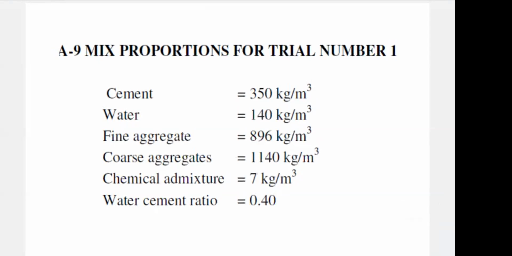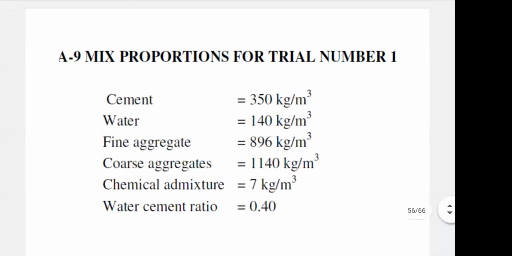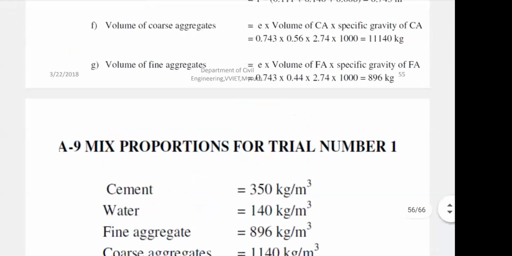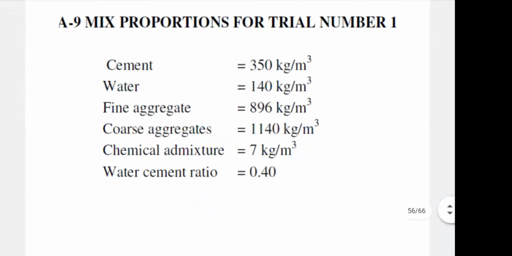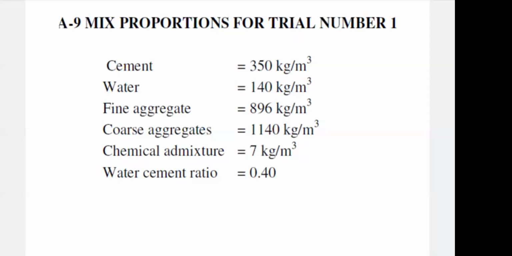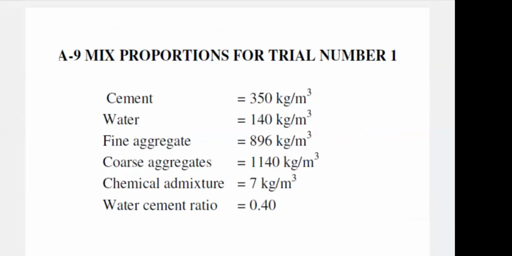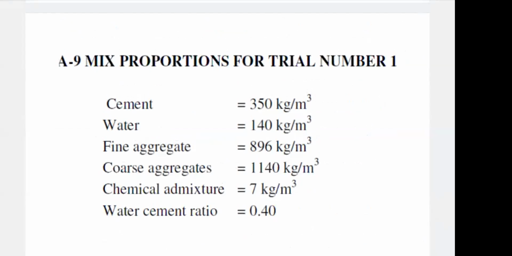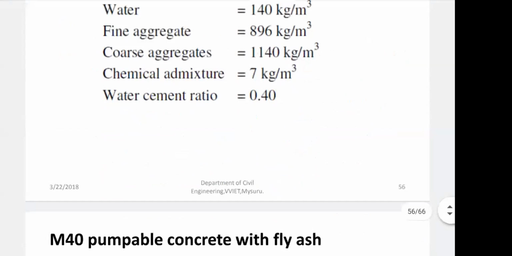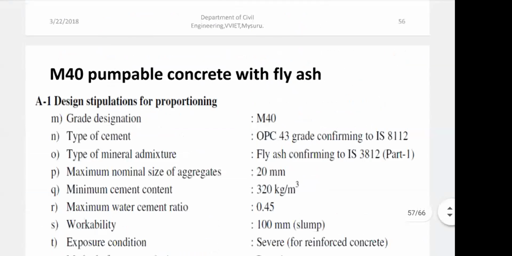So the cement content in our case is 350 kg per m cube. The water content, calculated by using SP, is 140 kg per m cube. The fine aggregate content is 96 kg per m cube, and the coarse aggregate content is 1140 kg per m cube. After this, the chemical admixture is 7 kg per m cube, and the water cement ratio that we have adopted based on experience is 0.4. This is the mix proportion for our trial number 1. Now this is how to calculate the different contents.